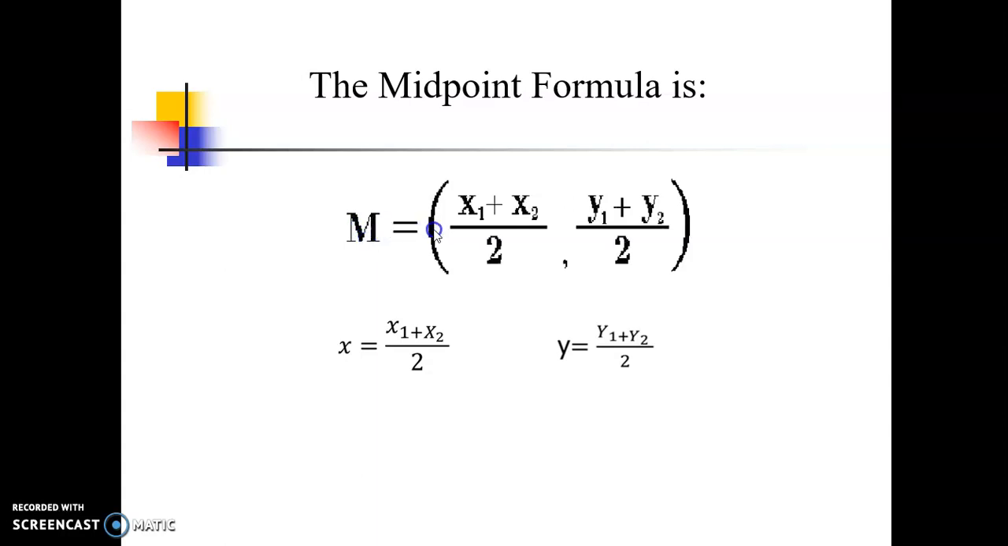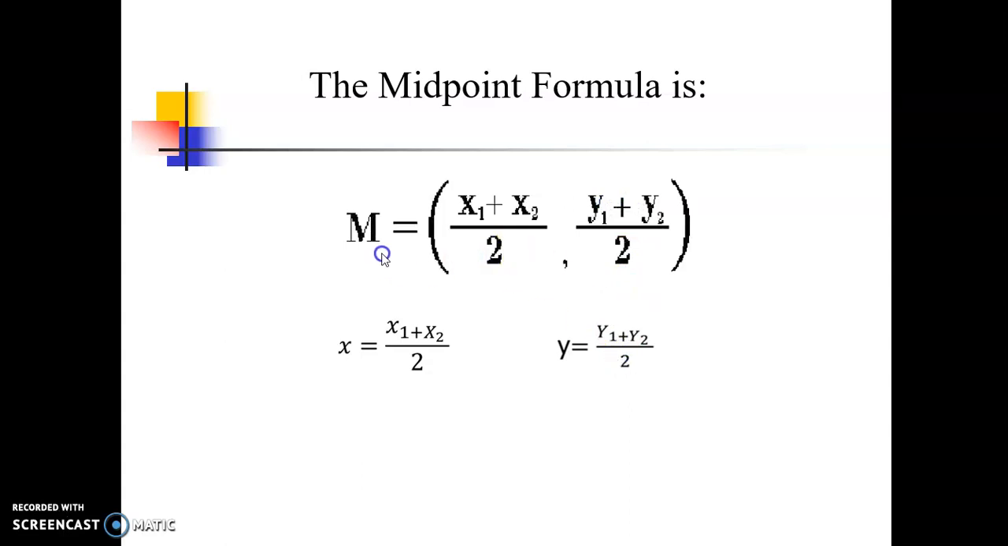Midpoint, or M, equals x sub 1 plus x sub 2 divided by 2, comma, y sub 1 plus y sub 2 divided by 2. Alin man dyan yung gamitin nyo, same lang yan. Pinaghiwalay lang to. This is the x-intercept or the x-axis. This is the y-intercept or the y-axis.